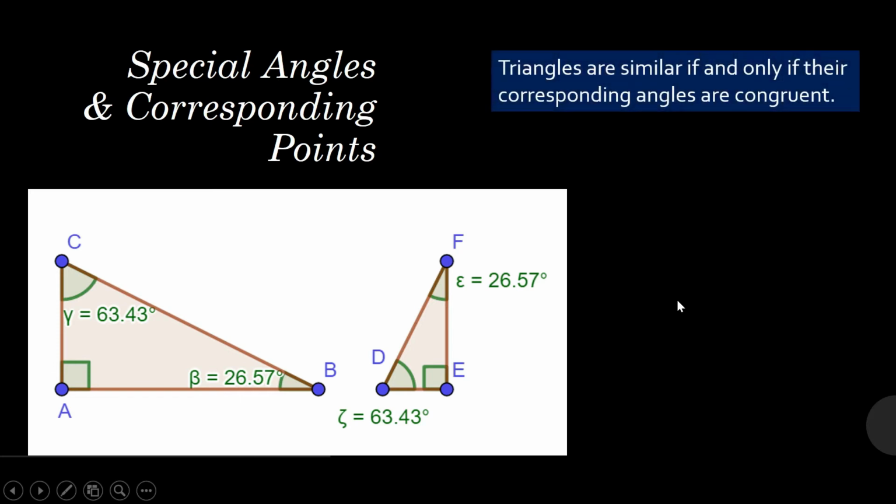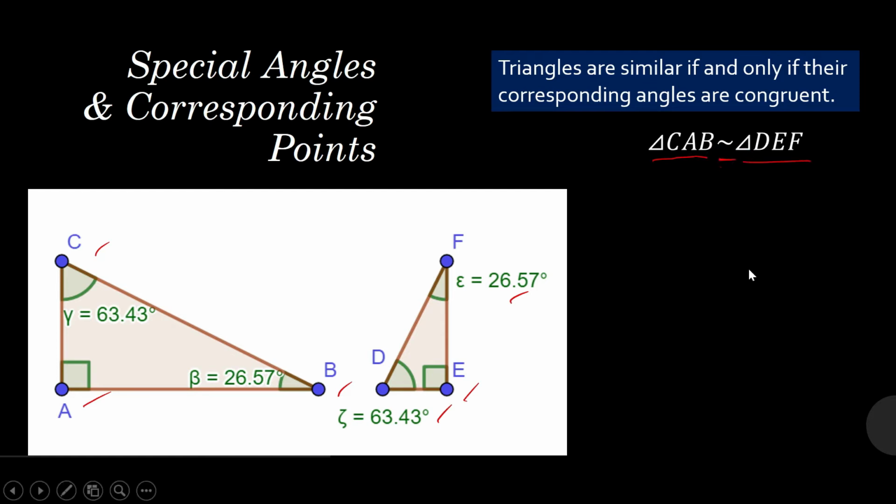Triangles are similar if and only if their corresponding angles are congruent. So in this example, these two right triangles have different sizes, but they are similar. Angle A is congruent to this. Angle C is congruent to angle D. Angle B is congruent to angle F. No, this is our symbol for similarity. Triangle CAB is similar to triangle DEF.